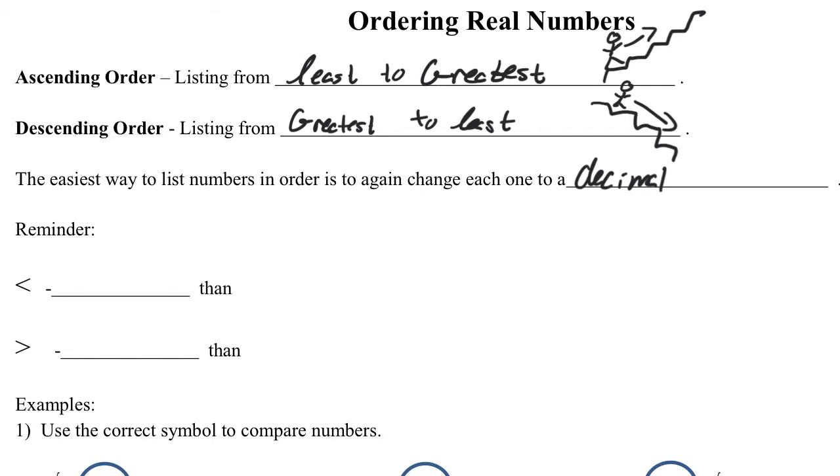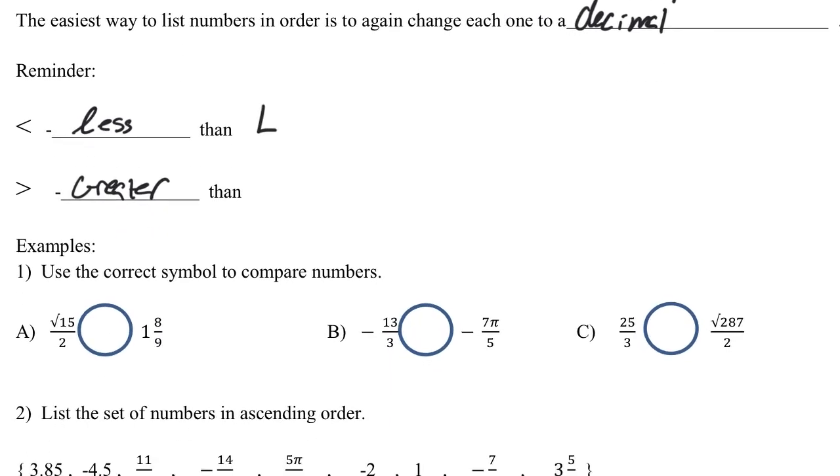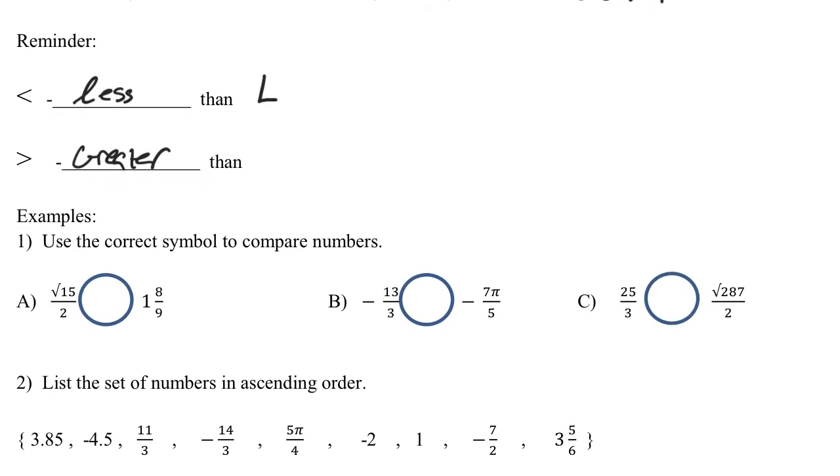We're also going to be using these symbols to compare numbers. This is a less than, and I like to think about this as just an L turned on its side. That's how you can help remember the difference. And then a greater than. So first up, we want to take a look at two numbers and use these symbols to compare them. We can also use the equal to symbol if we need to. If the numbers turn out to be the same, we can use an equals.